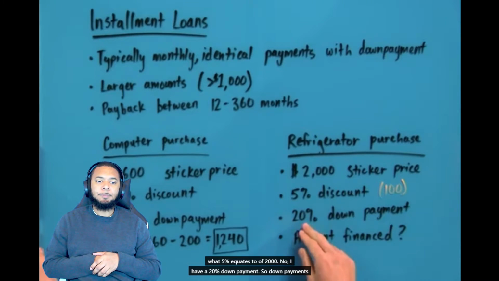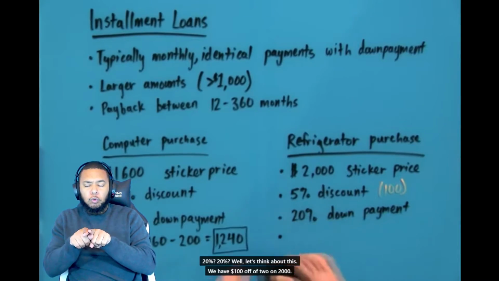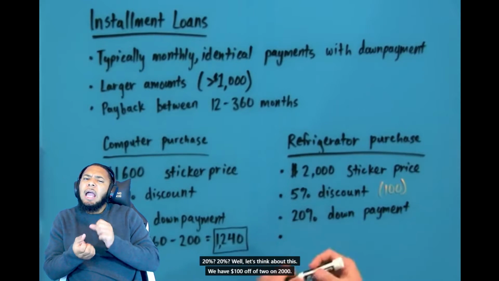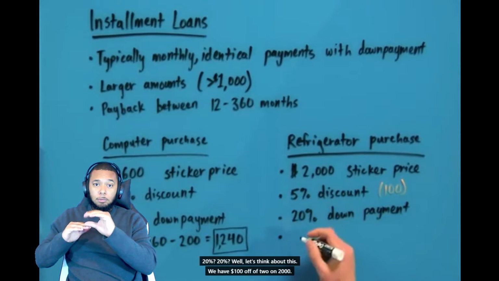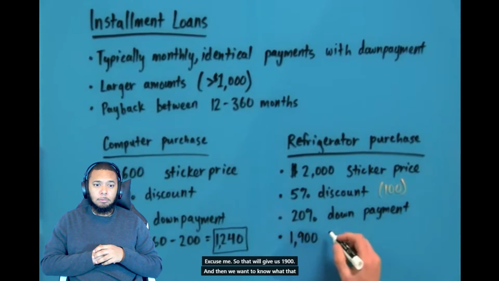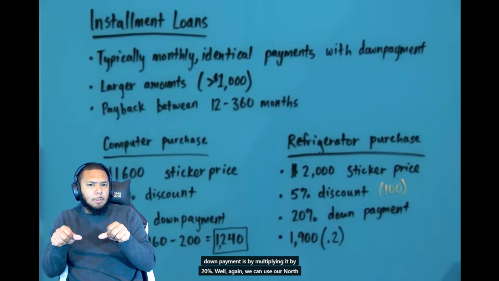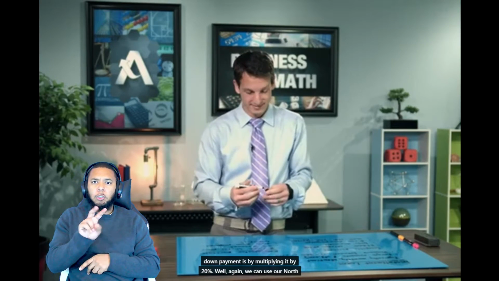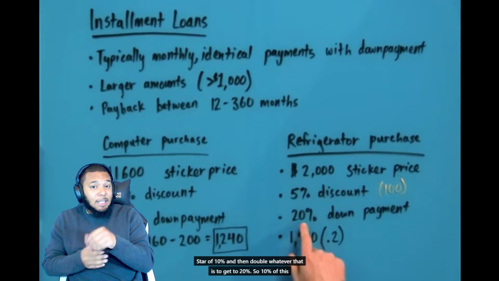Now, I have a 20% down payment. So down payments can be in percentages, and they can also be in dollar amounts. So what is 20%? All right, let's think about this. We have $100 off of 2,000, so that'll give us 1,900. And then we want to know what that down payment is by multiplying it by 20%. Well, again, we can use our North Star of 10% and then double whatever that is to get to 20%.